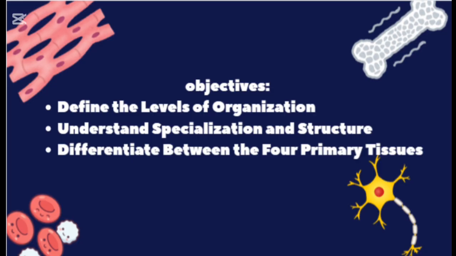Before we dive in, here's our map for today. We have three main goals. First, learn how the body is organized. Second, understand how cell shape helps it do its job. And finally, learn to tell the difference between the four main types of tissues.